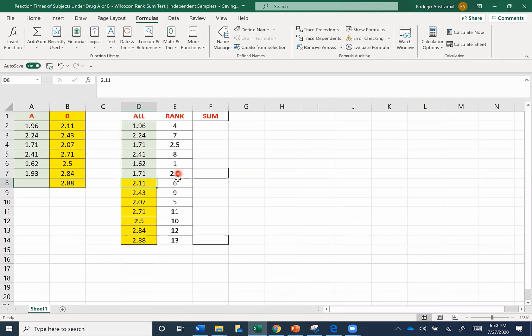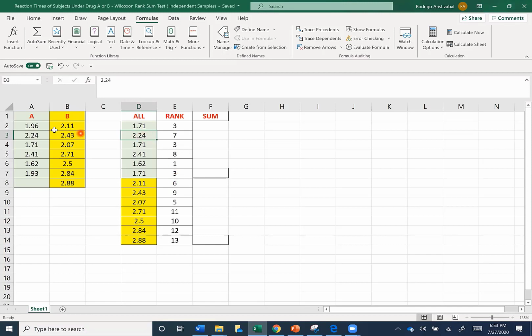Can you see? Because the second and third positions are tied, this function assigns the mean between 2 and 3. The mean between 2 and 3 is 2.5. If the fourth one also were 1.71, then the average of the second, third, and fourth is 3. Let's verify. Can you see? 3, 3, and 3. This function is very helpful to order and to assign the rank.